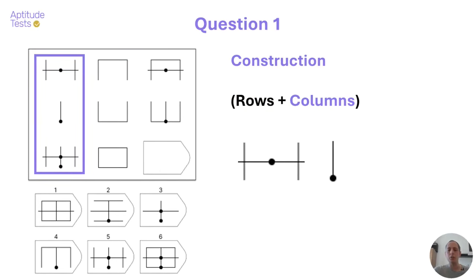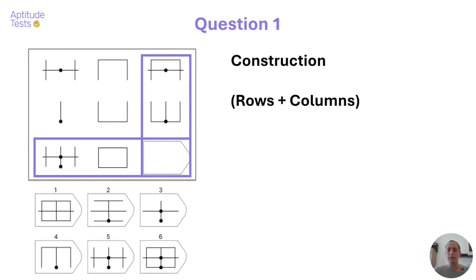If we take the first 2 shapes and combine them together, construct them into a single shape, then we get the shape at the bottom. And again, we can look at the rightmost column and the bottommost row to combine 2 previous shapes, and we get answer number 6. Okay, so this is a very basic example of a construction question.